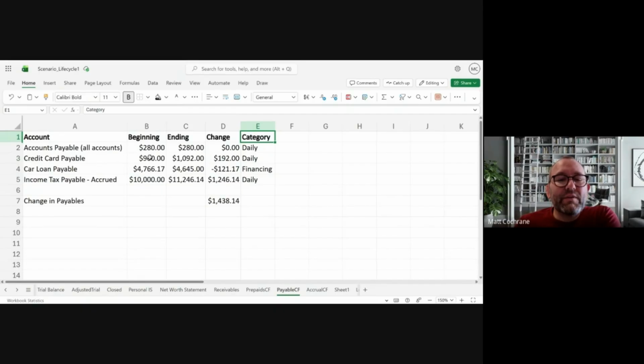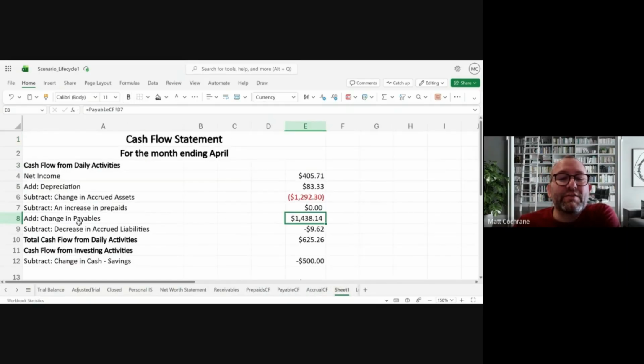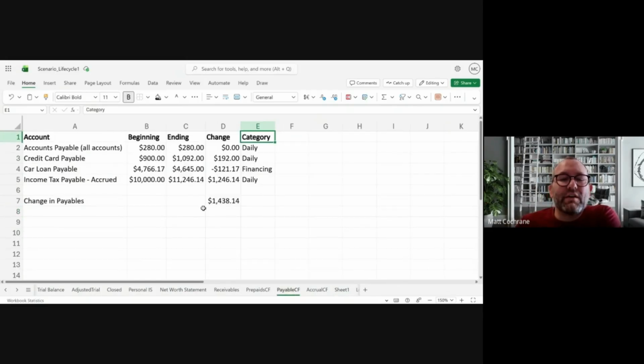For the credit card payable, it changed from 900 to 1,092. Okay, so what does that mean? It means that the liability increased, and that is a source of cash. We've bought things, but the liability has increased, and so it's a source of cash. So what that means is we need to add the change in the payables because the payables on net increased. Okay. We skip over the car loan payable.